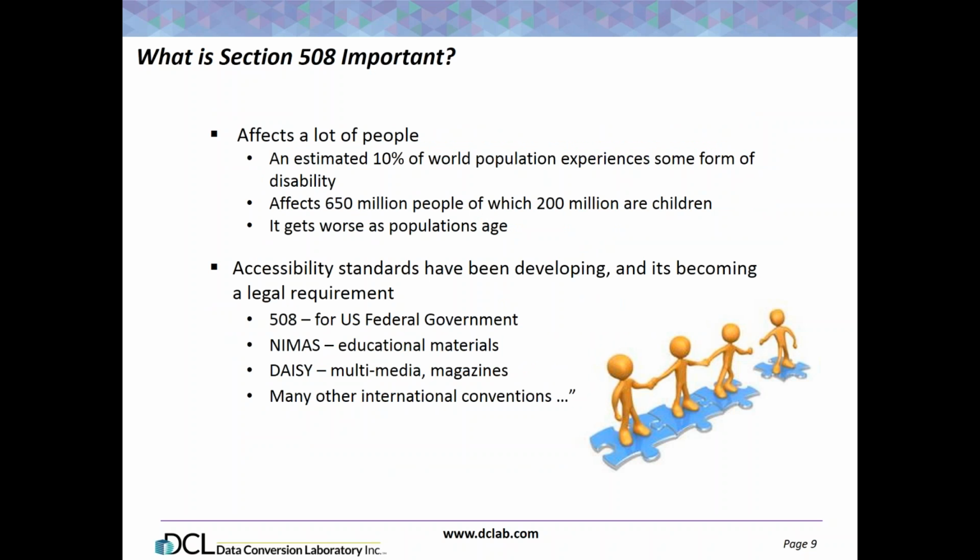Why is it important in general? Why is it important today? It's become more important over the last few years. First of all, it affects a lot of people. An estimated 10% of the world population experiences some form of disability. These are United Nations numbers. I think in the United States it's a slightly lower number, but still it is a significant number. It affects 650 million people when you take 10%, of which a little under a third are children.